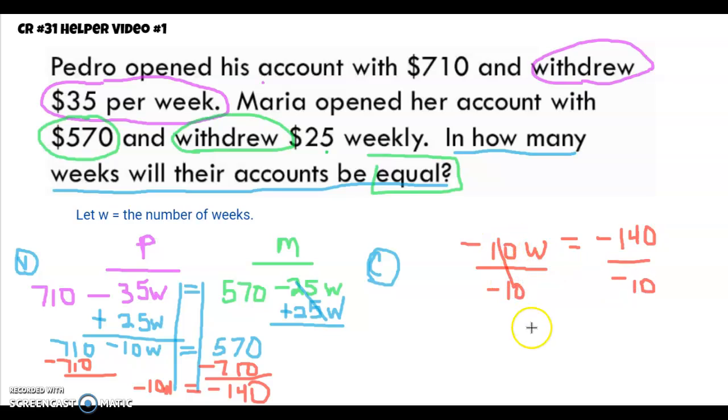Negative divided by a negative is a positive. 10 divided by 10 is 1. So we have 1W, which is what I want. Negative divided by a negative is a positive. 140 divided by 10 is 14. I go back to my let statement to remind me of how I label my answer, and it's number of weeks. So 14 weeks. That's how long it will take until the two of them have the same amount of money. Good luck.